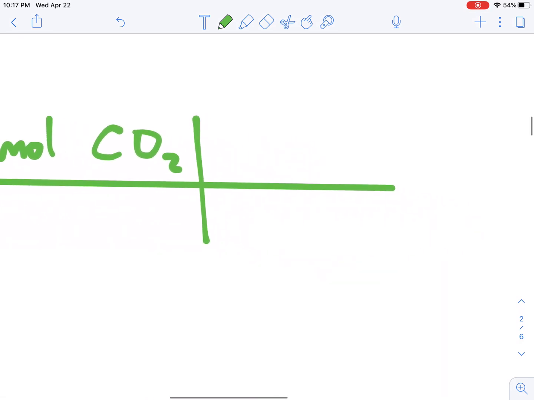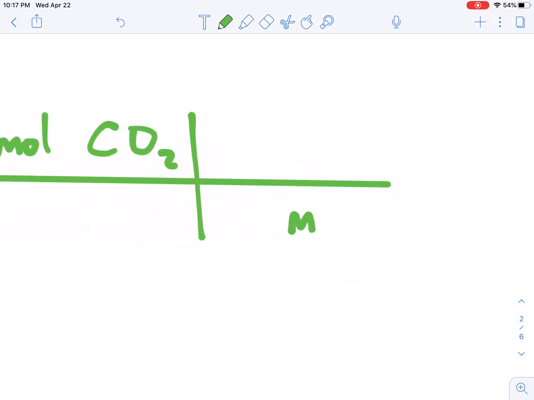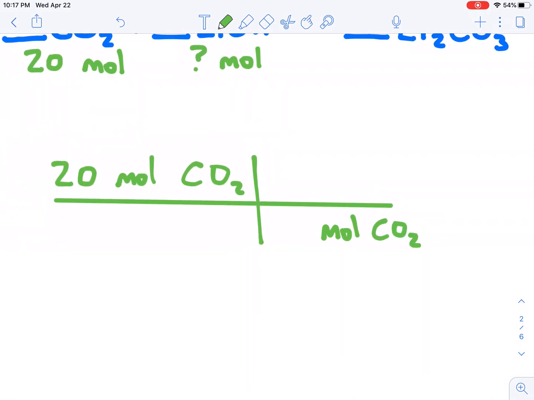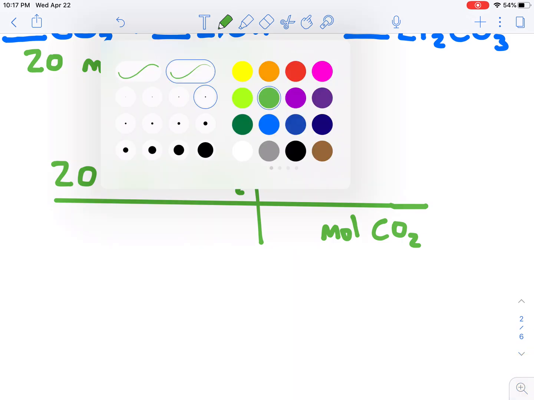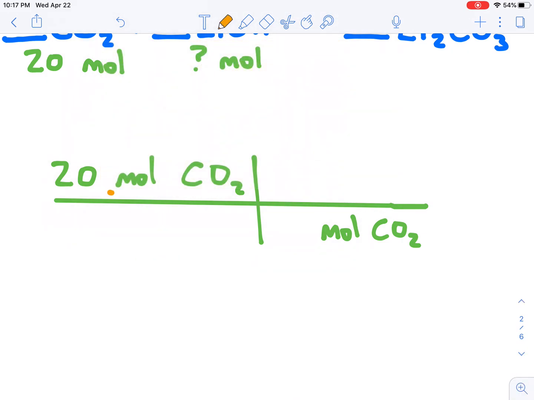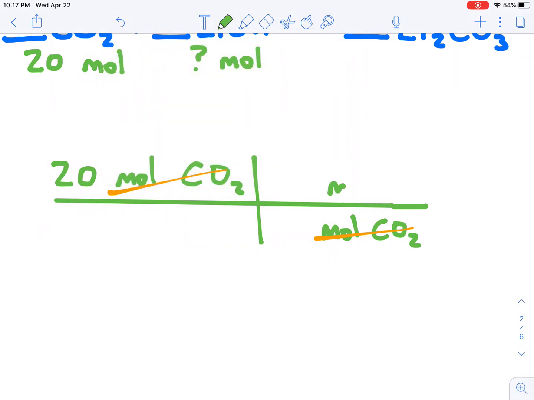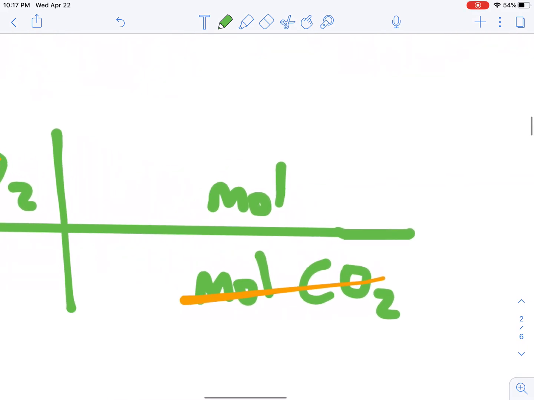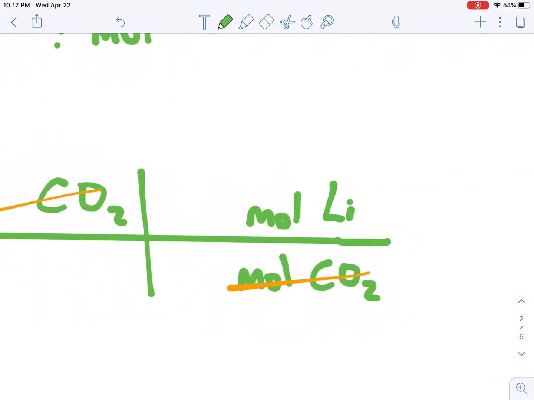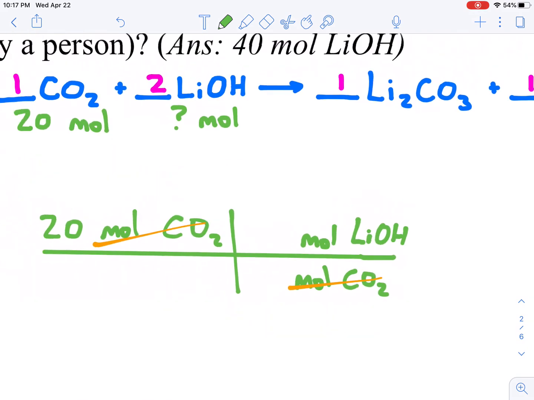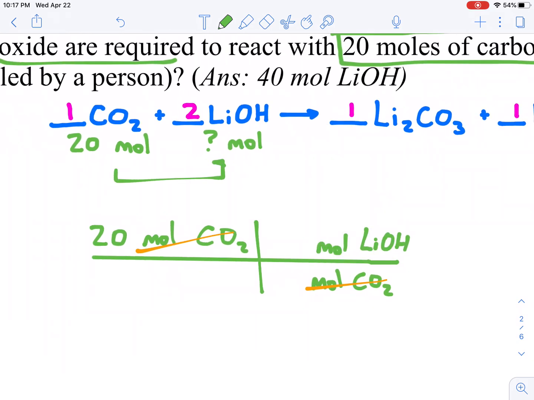We know without a doubt that moles of CO2 must go in the denominator. Why is that? Because we need to cancel it out from up above, right? So we need to cancel out this moles of CO2. That's why it's in the top and the bottom. We are trying to get to moles of lithium hydroxide, moles of LiOH in this problem, right? And we know that because conveniently we've already written it out up here.